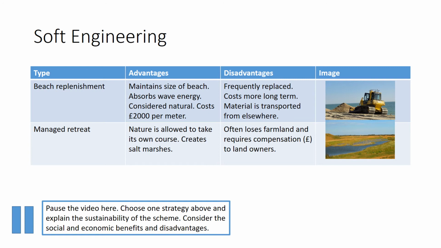Managed retreat is basically do nothing. Nature is allowed to take its course, and less valuable land is allowed to flood to save other areas. This can lead to the creation of salt marshes and mudflats. However, often valuable farmland is lost, and this also requires compensation in terms of money to be paid to the landowner.